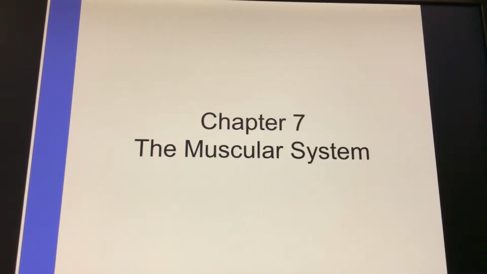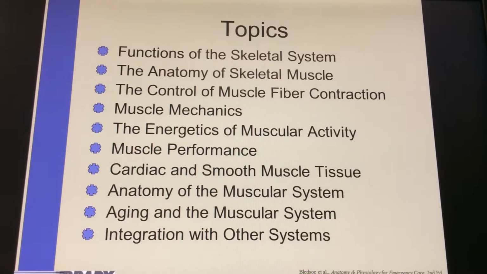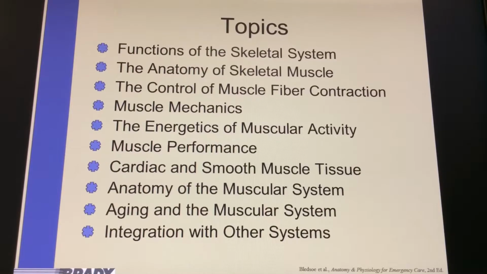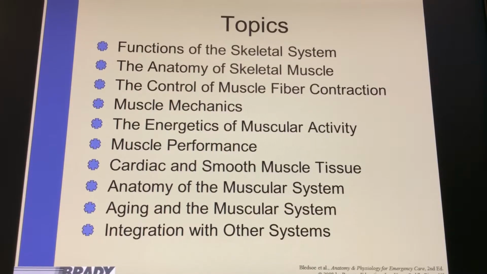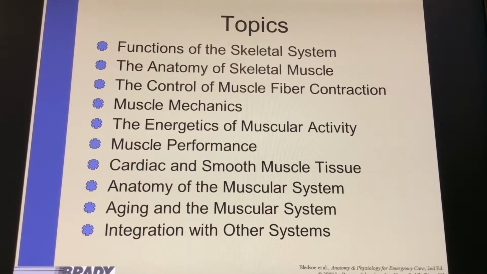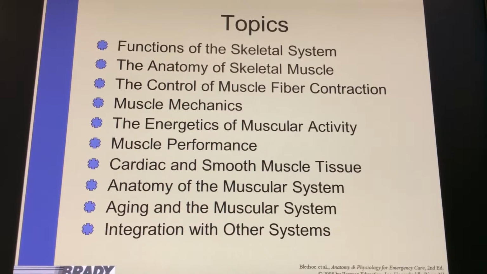Okay, so we're going to go into the muscular system next. And basically, when we're here, we're going to go over the functions of the skeletal system, the anatomy, what we're talking about with skeletal muscle, how it controls muscle fiber contraction, the mechanics of how it works, how we produce energy, both anaerobic and aerobic. Talk about the different types of muscle out there, the anatomy, and then go over how it integrates with some of the other systems.